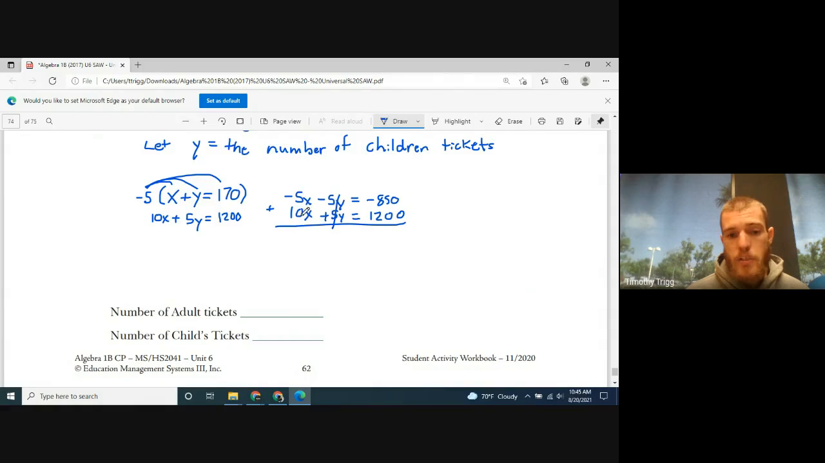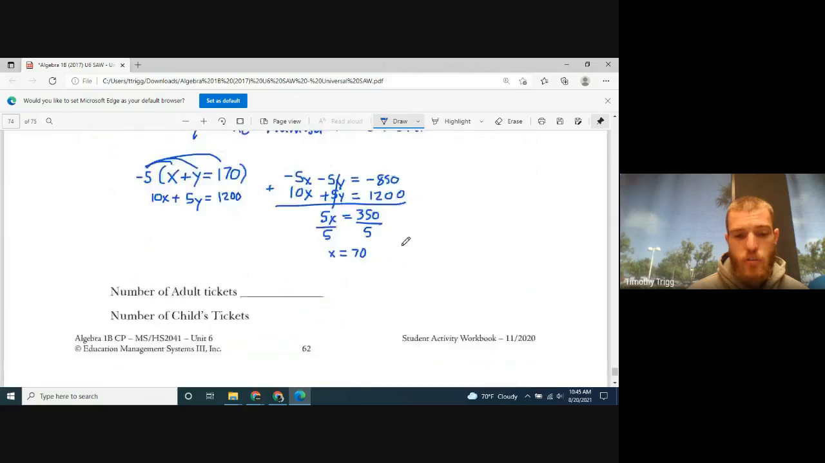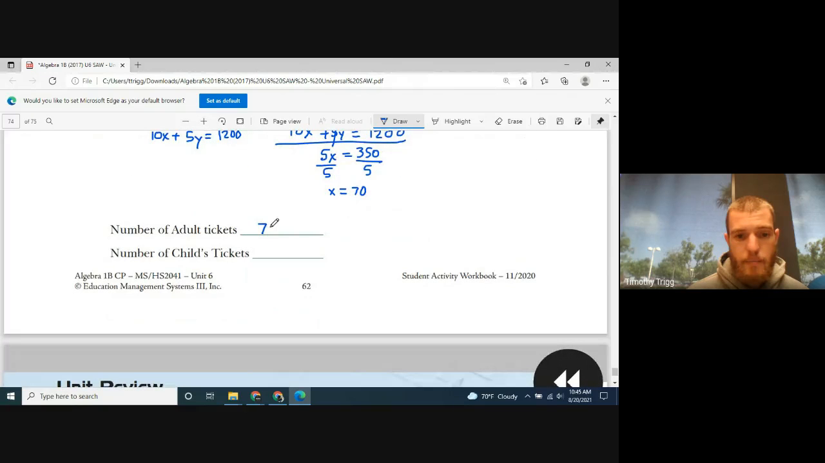So -5x plus 10x is 5x. This gives you 5x equals, and then -850 plus 1,200 is 350. Then, to get x by itself, we divide both sides by 5, which will give you that x equals 70. And x, if you remember, is the number of adult tickets, so the number of adult tickets is 70.